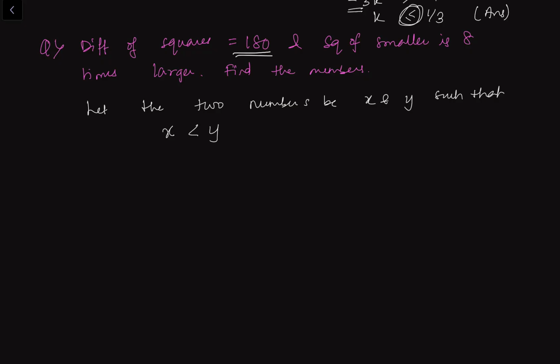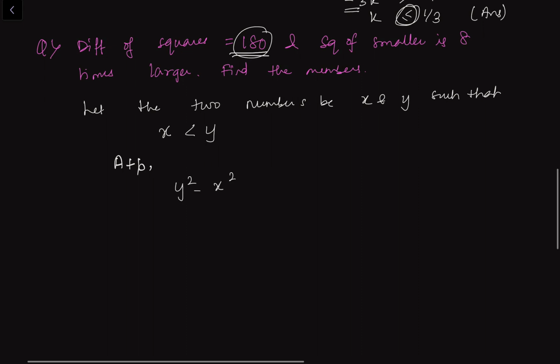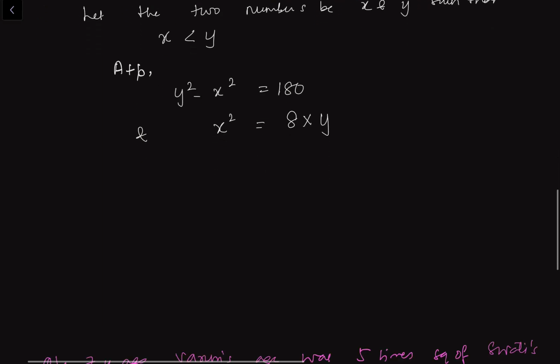So now according to the problem, we have the difference of the squares is 180. Now this is positive, so obviously first I will write the larger number and then subtract the square of the smaller number. Only then we will get the difference as positive. So y square minus x square is 180, and the square of the smaller number is 8 times the larger number. So the smaller number is x, so x square is 8 times the larger number, so 8 into y.